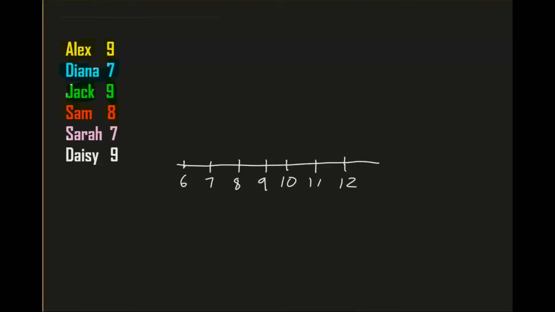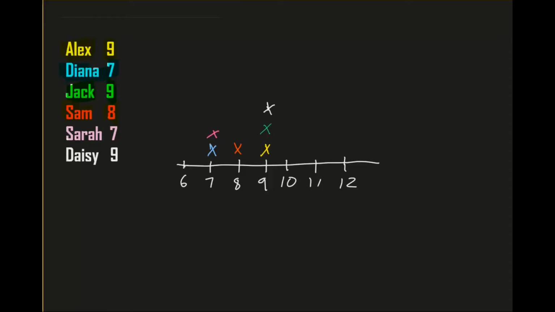Okay. So now we have Alex. He is 9 years old. So we're going to put an X right here. Then we have Diana, who's 7 years old. So we're going to put an X right here. Then we have Jack, who is also 9 years old. So we're going to put an X here. Then we have Sam, who's 8 years old. So we're going to put an X here. Then we have Sarah, who's 7 years old. So we're going to put an X there. And then finally, we have Daisy, who is 9 years old.